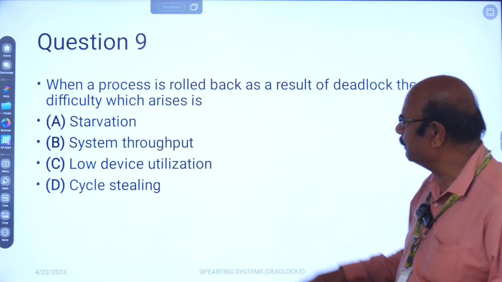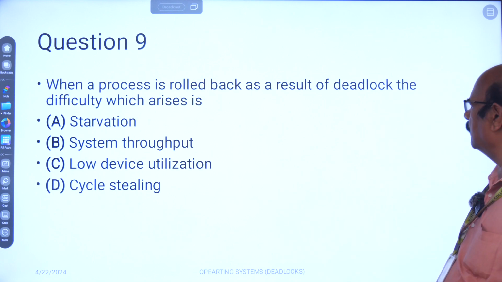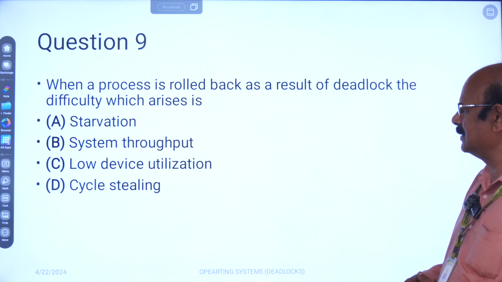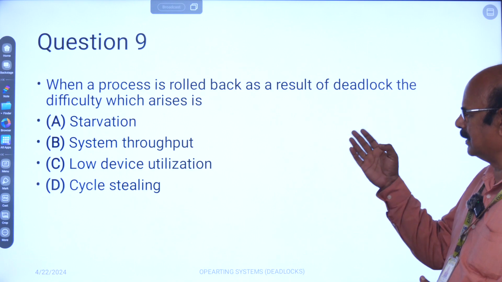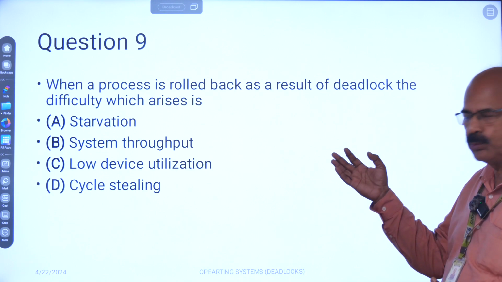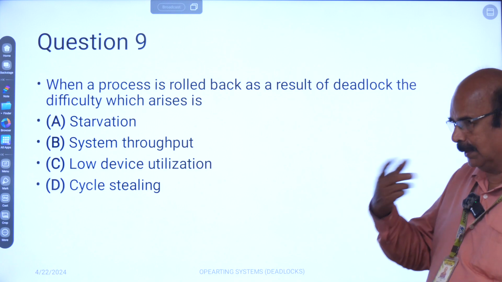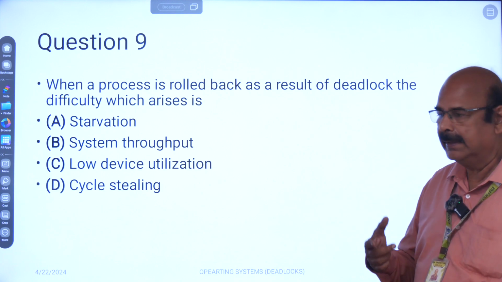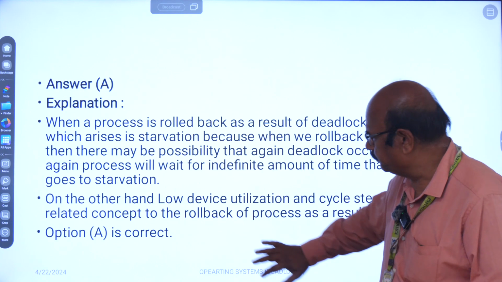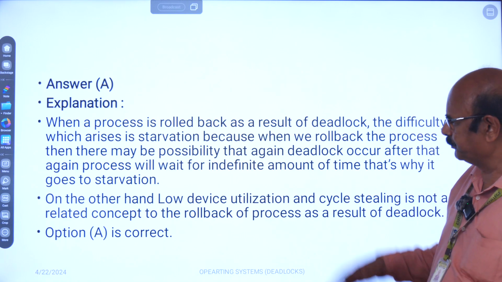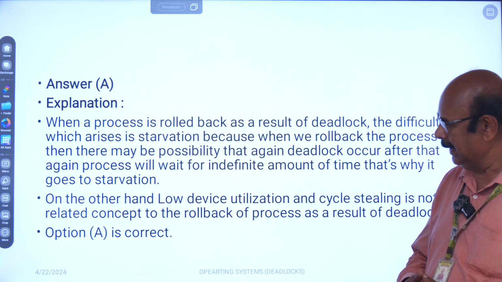Question 9. When a process is rolled back as a result of deadlock, the difficulty which arises is starvation, or system throughput, or low device utilization, or cycle stealing. So let us see about that. Here they have given the answer as option A.